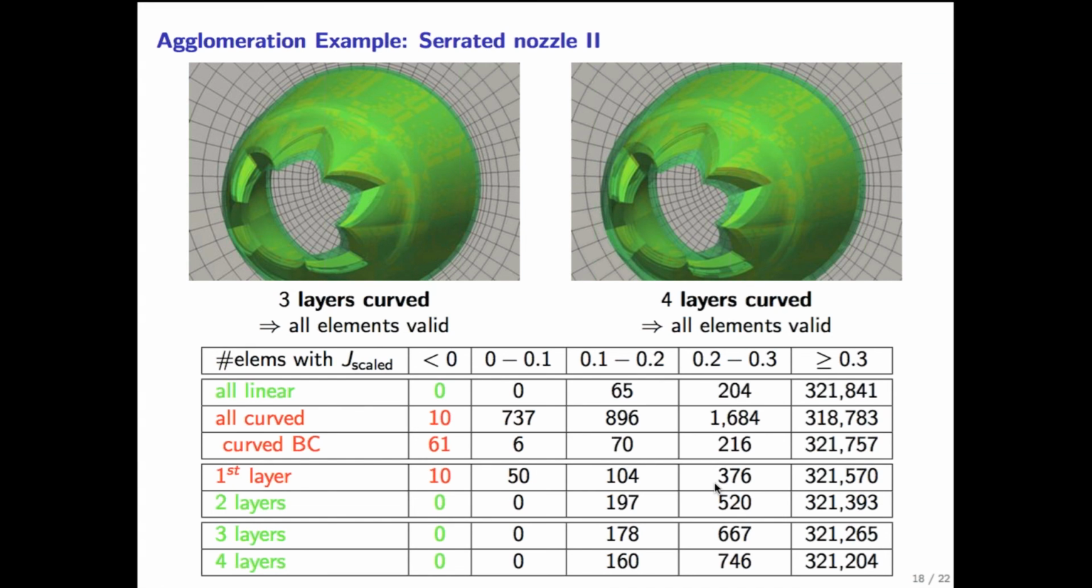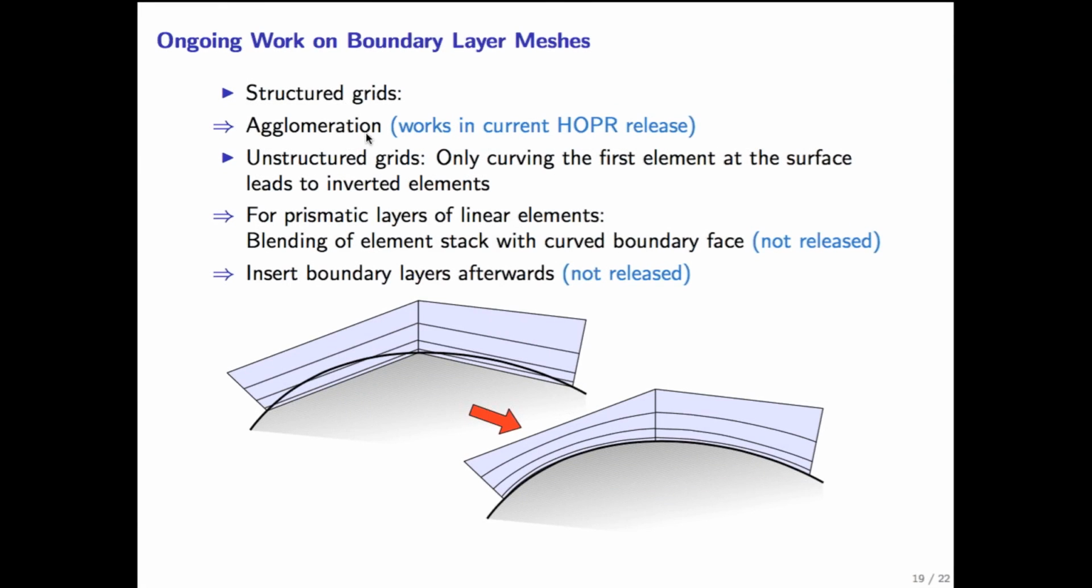And now I want to just mention some ongoing work with boundary layer meshes. As you have seen, the agglomeration approach already works fine, and you can have boundary layer meshes already curved. For unstructured grids, we do only the curving of the first element because we only have the surface curving up to now, and our ideas are twofold.